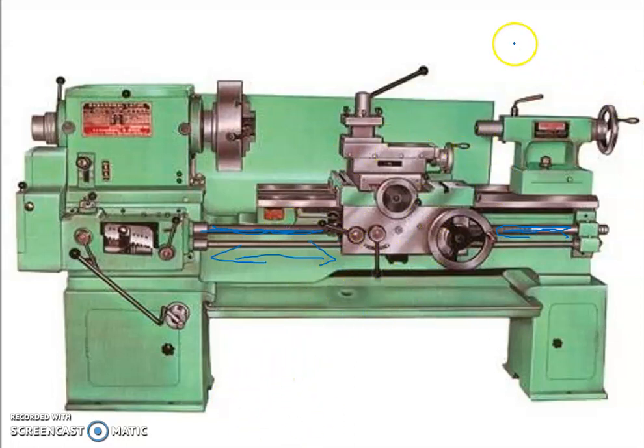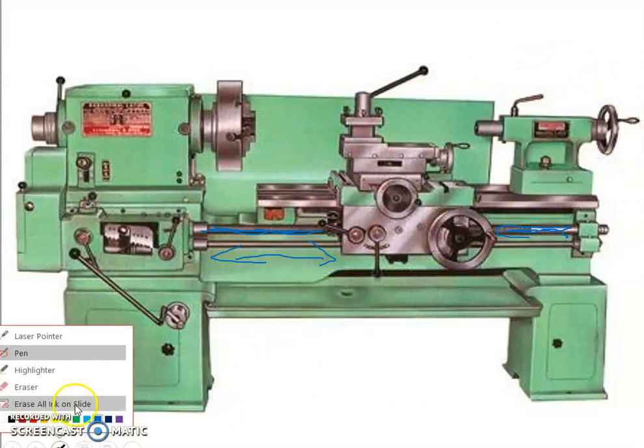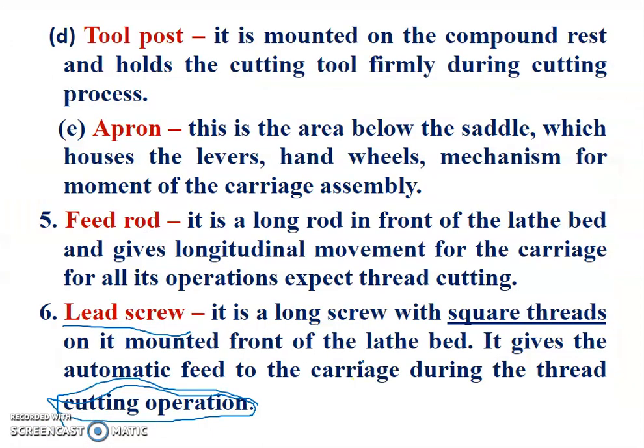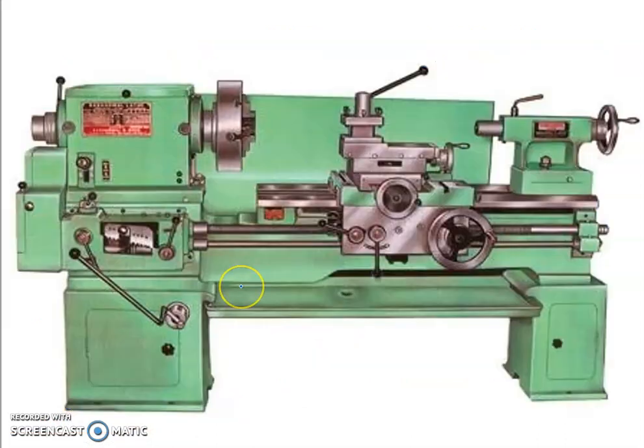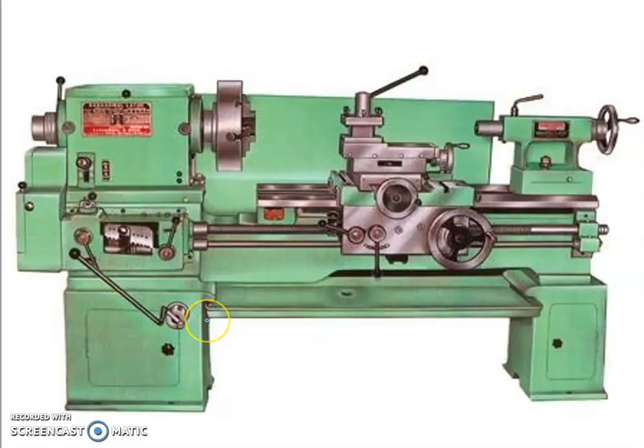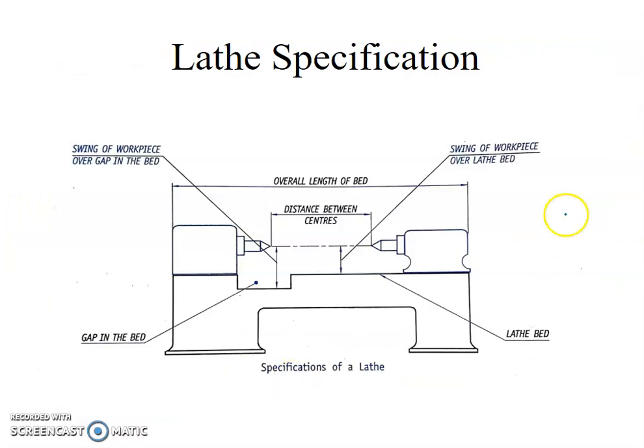So these are all the main parts of the lathe that we have discussed. There are 6 major parts of the lathe: bed, headstock and tailstock, carriage assembly, feed rod and lead screw. These are all the major parts or the main parts of the lathe. Any lathe always should have all these parts. So next we'll move to the next slide.